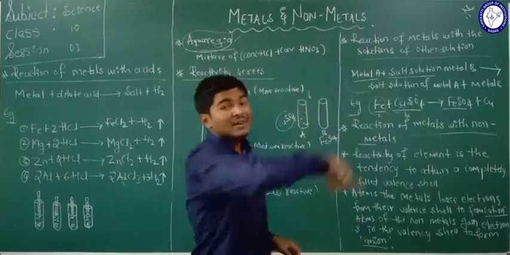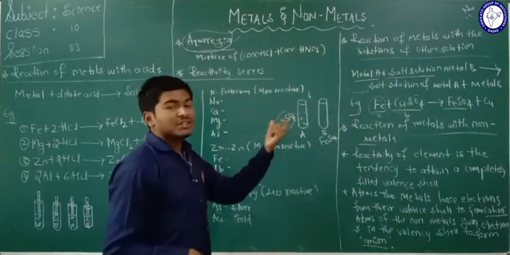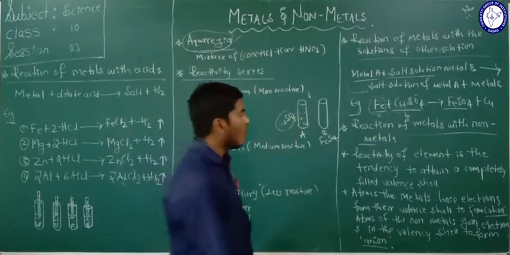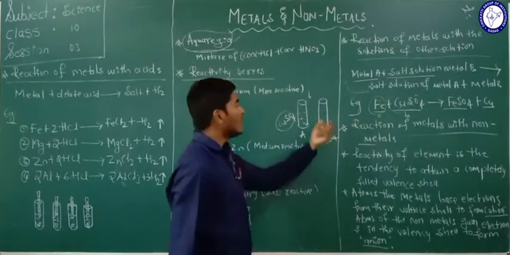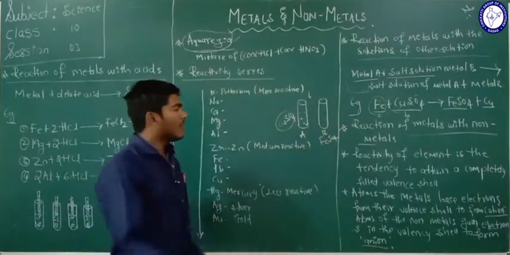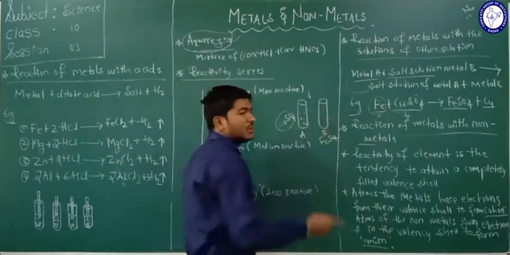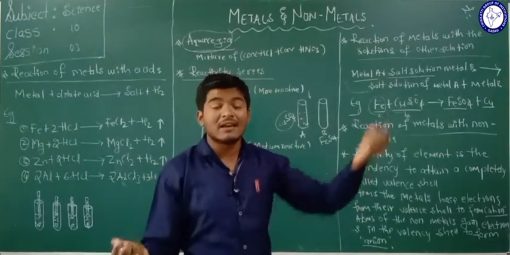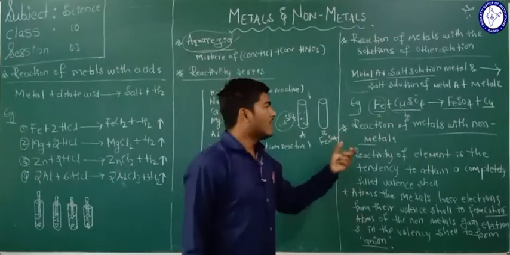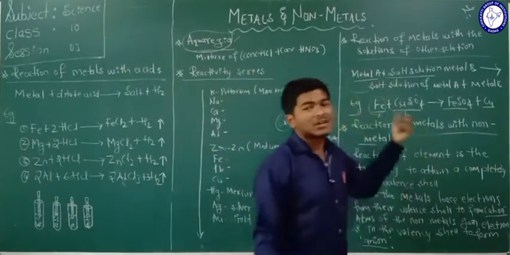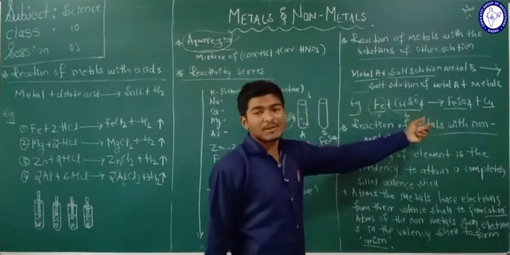But the reverse reaction is not possible here. Why? Because copper is less reactive than the iron. So if you place the copper nail into the ferrous sulfate solution, there is no change in the color. The brownish color doesn't change to blue. Why? Because here the copper is less reactive than the iron, therefore there is no displacement reaction.